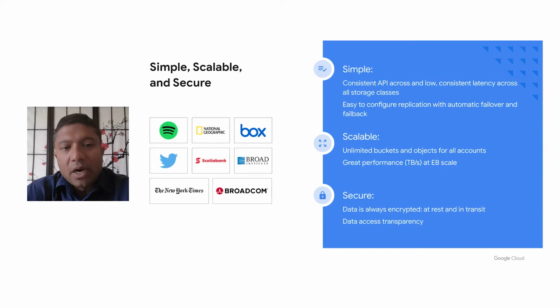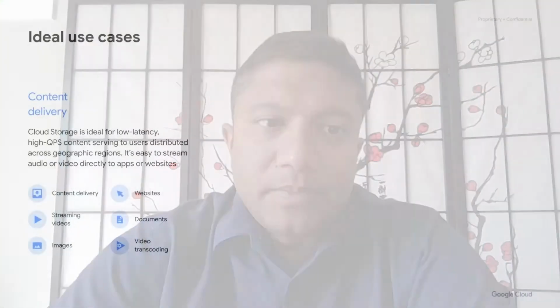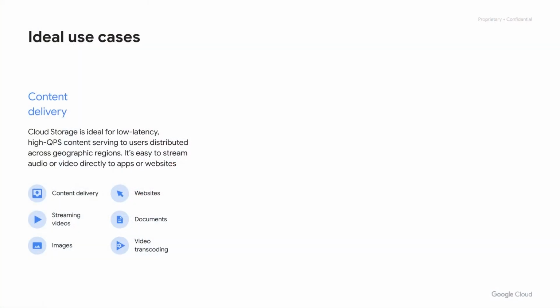On the left, you see key marquee customers that take advantage of Google Cloud Storage. So let's talk next about some ideal use cases for cloud storage. There are three use cases that come to mind, starting with content delivery. Cloud storage is ideal for low latency or high QPS content serving, really providing users that are distributed across geographical regions access to the data. It's easy to stream audio or video directly to apps and websites. Some of the content serving use cases might be streaming videos, images, websites, documentation, even video transcoding comes to mind.